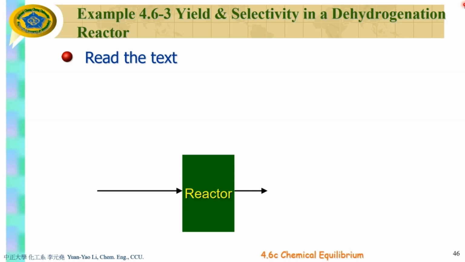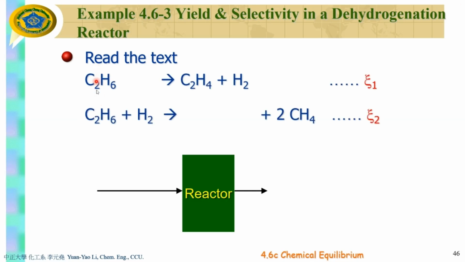So let's start to solve this problem first by drawing the flow chart. So first of all, this is the chemical reaction. Please take a look at this slide with me. So C2H6 becomes C2H4 plus hydrogen. So this is what we call Xe1, right? Because we don't know the extent of reaction. What's the degree of the reaction? Okay, the second one is C2H6 plus hydrogen becomes 2CH4. And we call the extent of this chemical reaction Xe2.